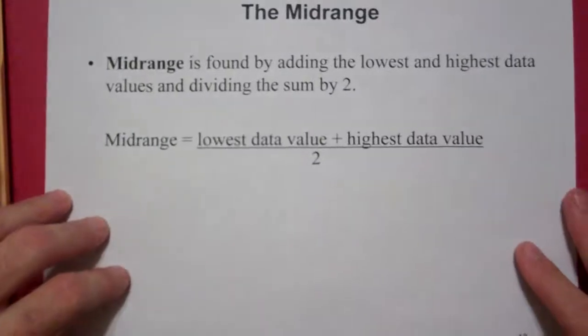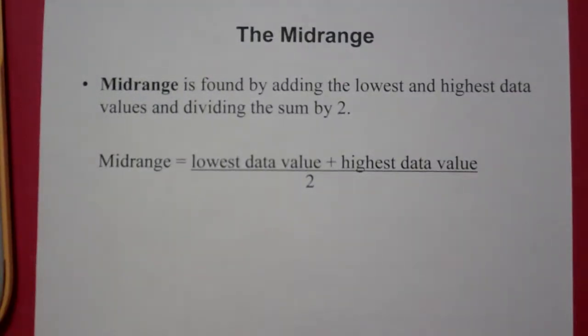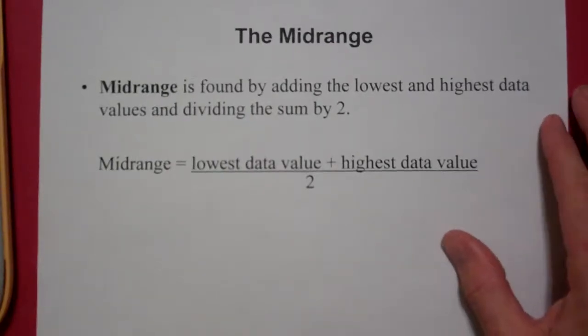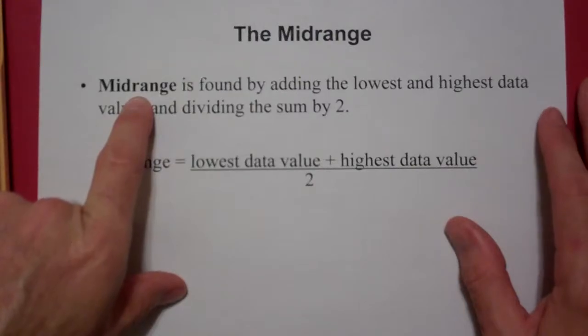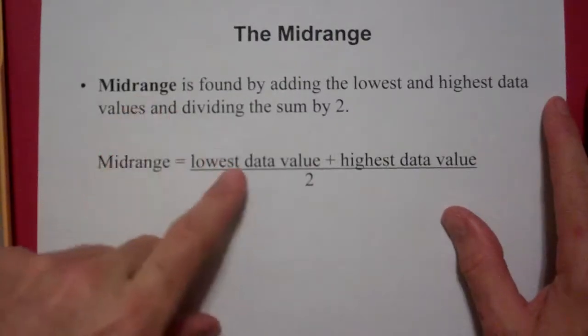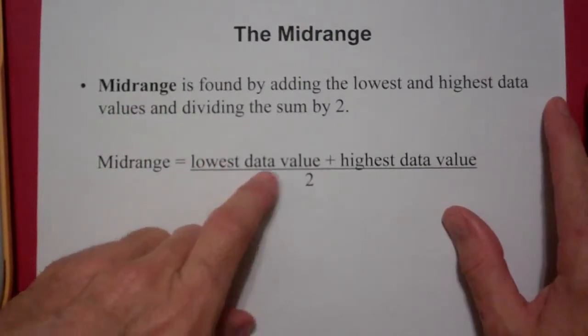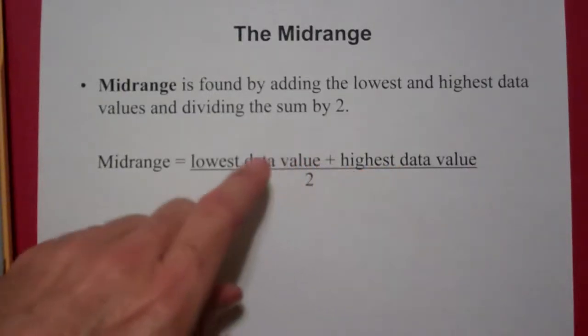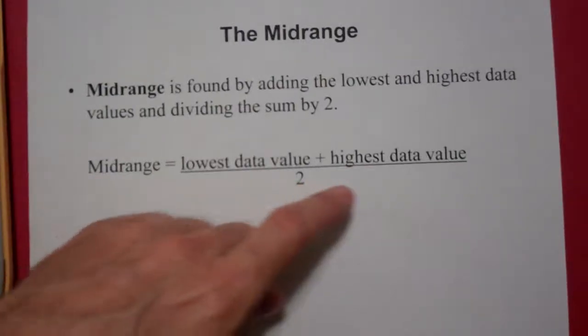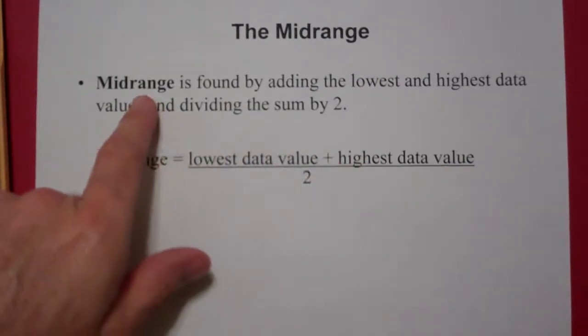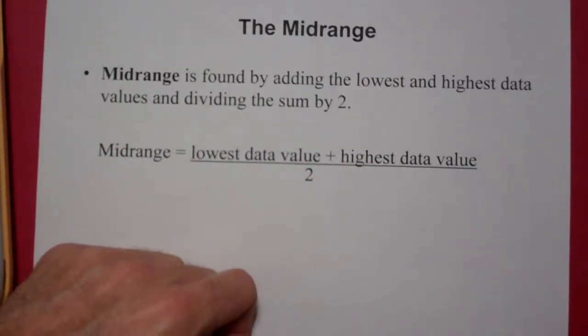And then last but certainly not least, we have the mid-range. I never dealt with the mid-range much, so this is part of the book, and so I'm going to cover it. But this isn't something we use very often, because the mid-range is super sensitive to outliers, because it takes into account the lowest data value and the highest data value. And usually an outlier, an extreme value, is going to be either the lowest or the highest, and so that's going to drag the mid-range around a lot.